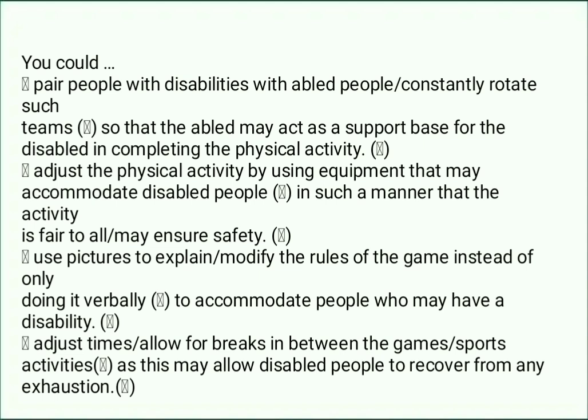So guys, when you answer the questions of LO, as you have seen how I answer the questions of LO, or how they answer the questions of LO, they give 2 points. So you must say a statement like, for example, pair people with disability with able people, consistently rotate such teams. That's a point, which is actually 1 mark. So that able may act as a support base for the disabled in completing the physical activity. So a point for explanation. So a mark for an answer, then a mark for explanation.